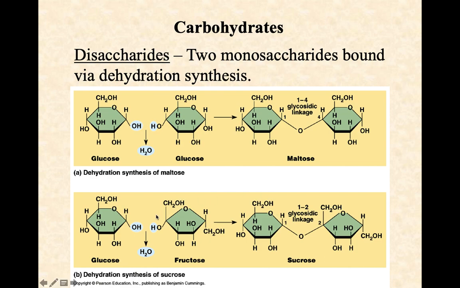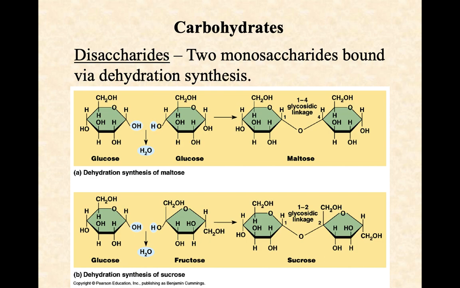And that's what we see in this bottom figure here. You've got a 6-carbon glucose. We dehydrate it with another 6-carbon fructose. In this case, we're forming a 1,2 glycosidic linkage between these two 6-carbon sugars. And we end up with sucrose, which is table sugar. This is the white crystalline sugar that you bake with, or maybe you put it into your coffee in the morning or something along those lines.